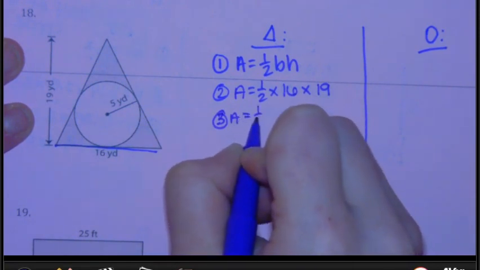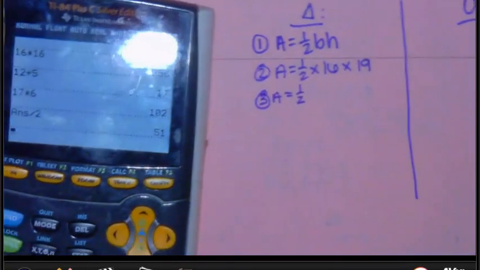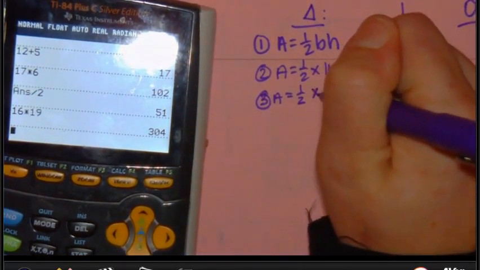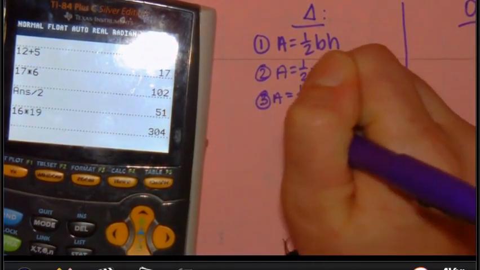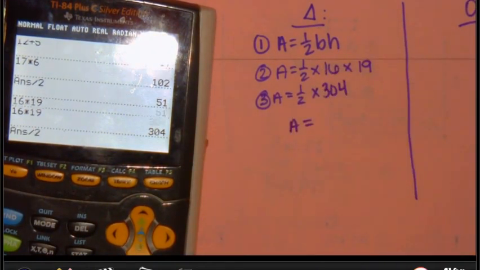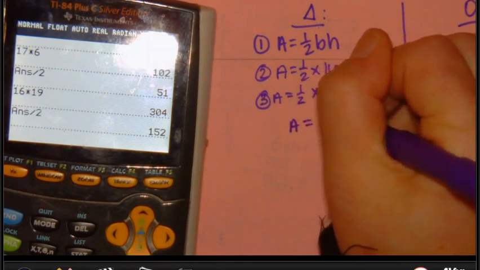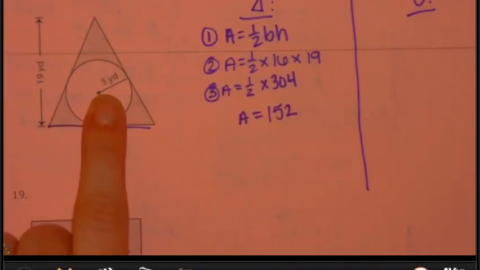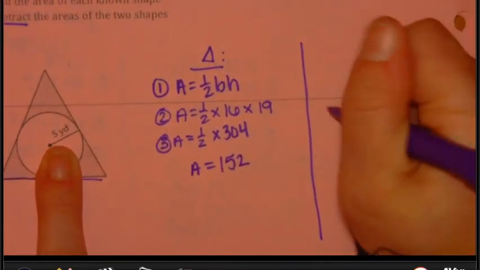And then I'm going to do 16 times 19 first. So 16 times 19, that is 304. And then 1/2 times 304, or 304 divided by 2, is 152. Okay, so now I need to find the area of my circle.